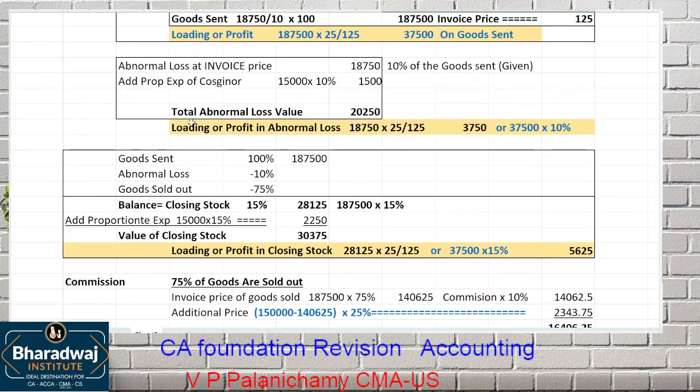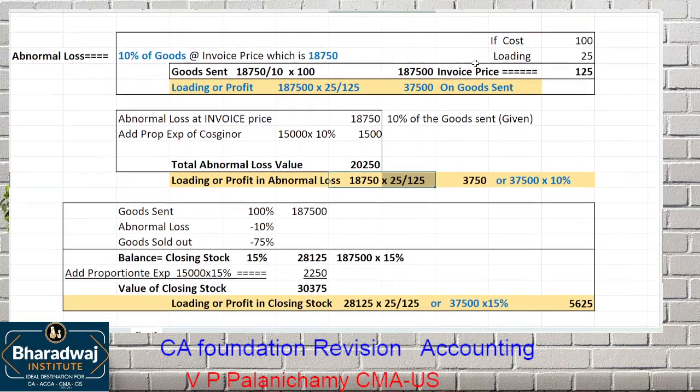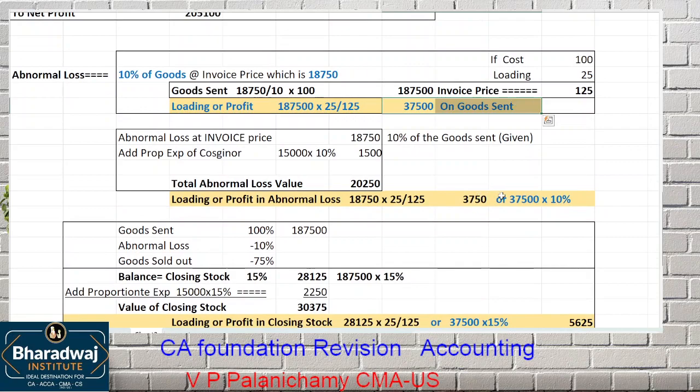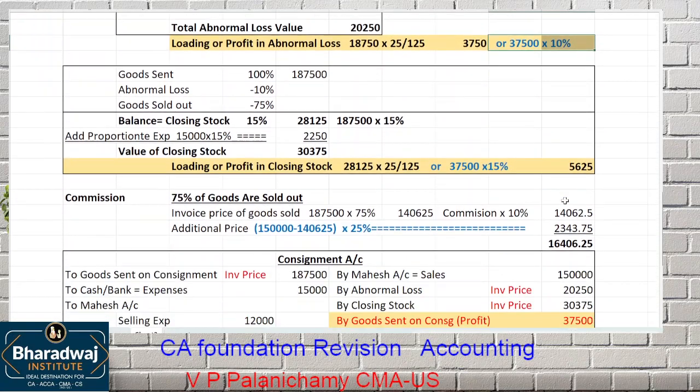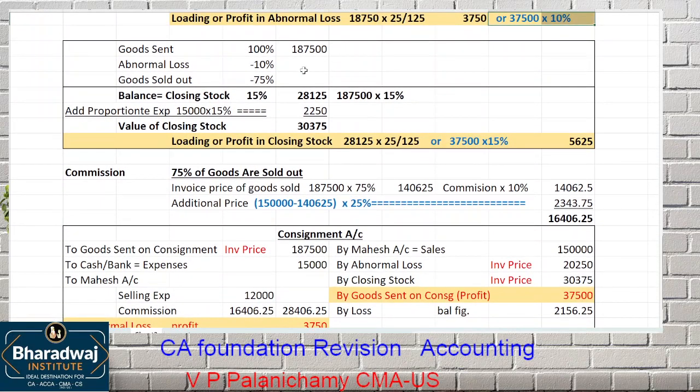So what is the profit element? Either you can do 18,750 into 25 by 125, or take 10% of the total profit. Total profit 10%. Okay. Goods sent after abnormal loss and sold out, the balance closing stock will be how much? 15%. So 1,87,500 is goods sent, what is 15% of it? Add expenses, you get 30,375.